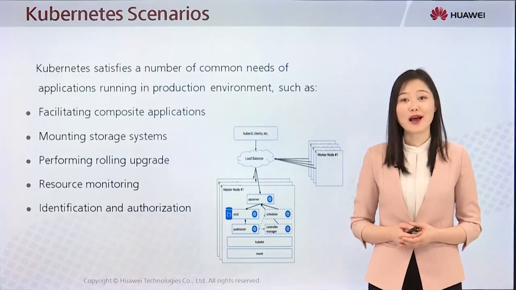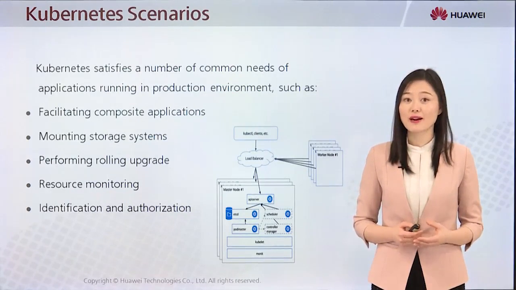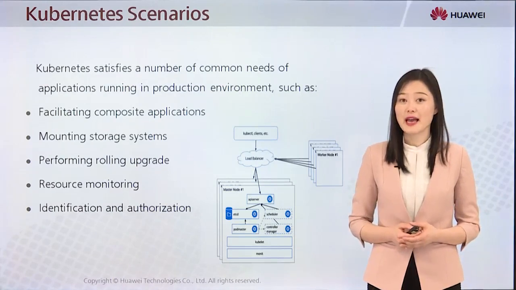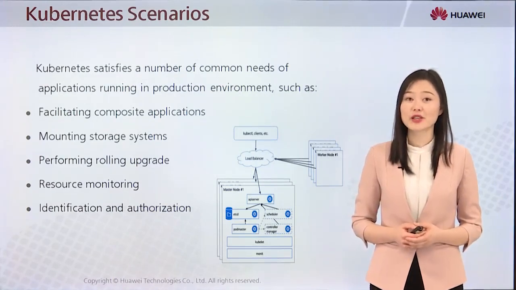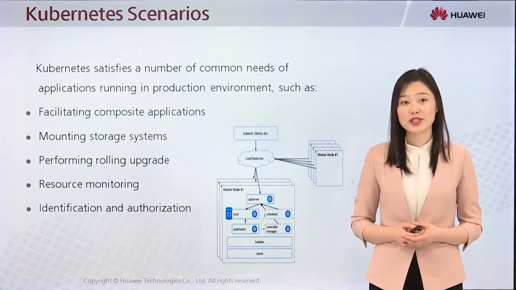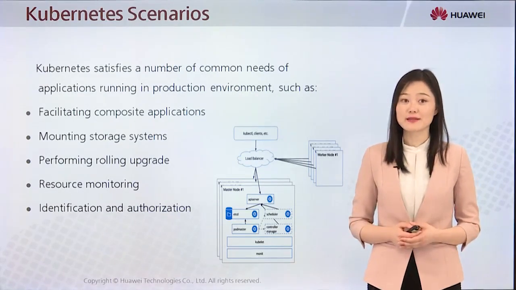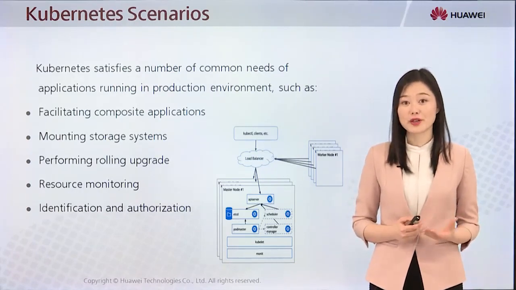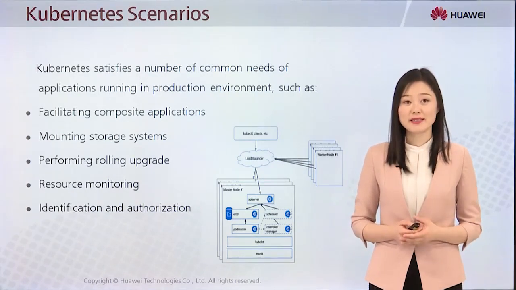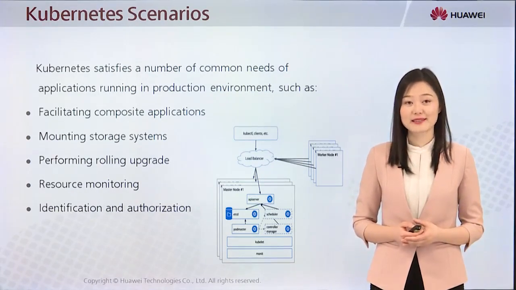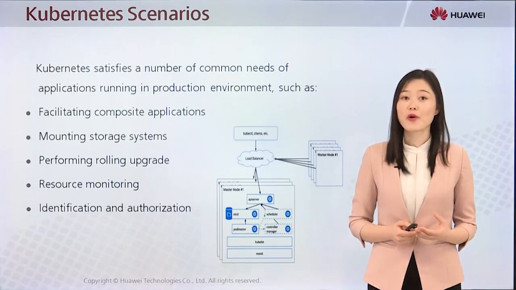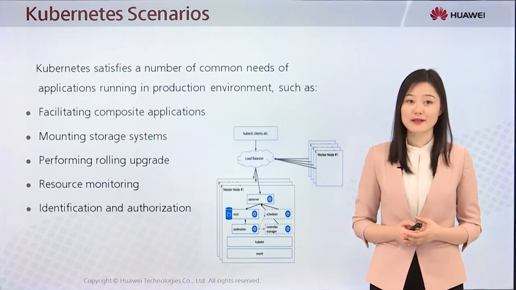Kubernetes satisfies a number of common needs of applications running in production, such as facilitating composite applications and preserving the one application per container model, mounting storage systems, distributing secrets, checking application health, replicating application instances, horizontal auto-scaling, load balancing, performing rolling updates, resource monitoring, log access and ingestion, support for introspection and debugging, identification and authorization.